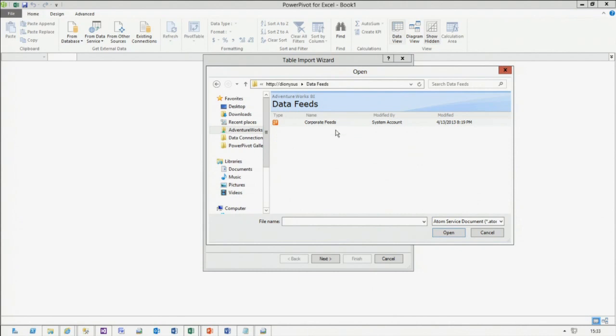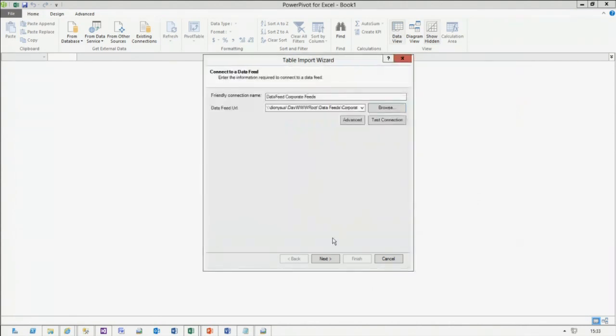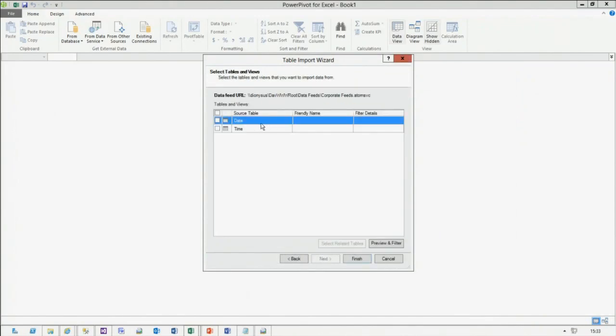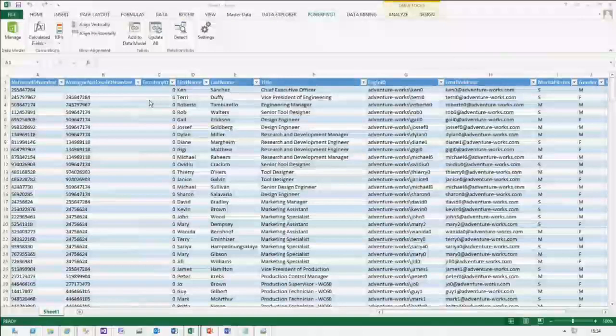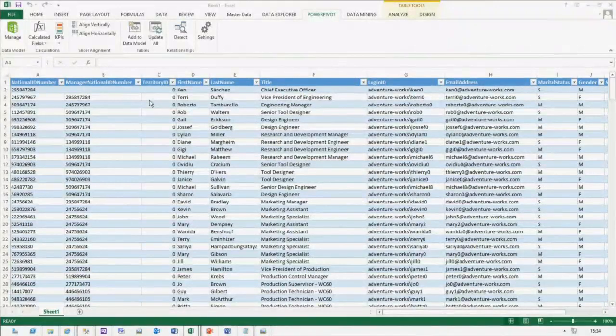And inside that data feeds library, you will find the data service document. Click open. When you click next, you'll find that the defined feeds are available, and then it's just a matter of selecting the feeds that you want and the columns from those feeds. And that's how IT can ensure that quality data stores are being used and available.